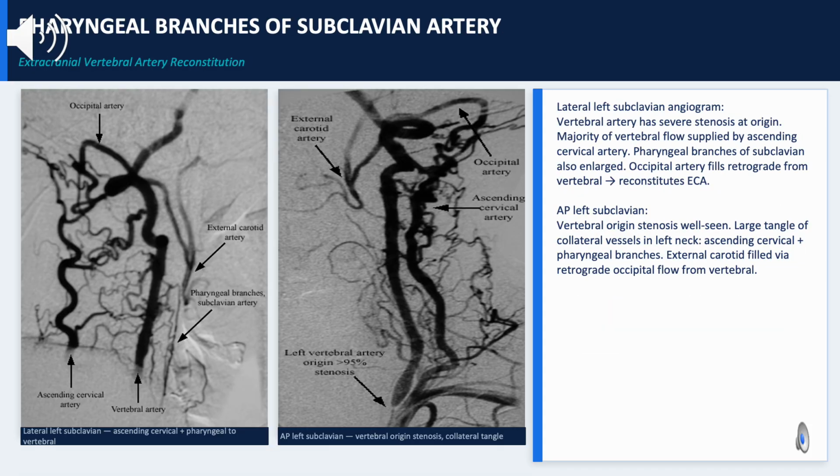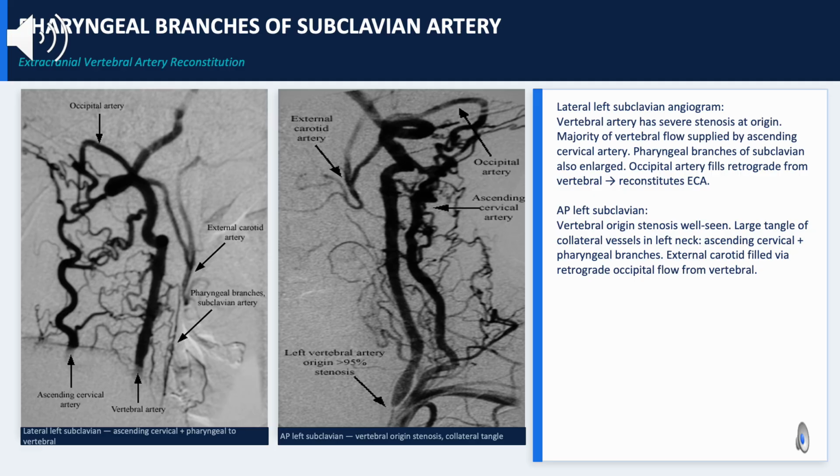The pharyngeal branches of the subclavian artery as vertebral collaterals are most impressively demonstrated on the AP view. The lateral view confirms the ascending cervical artery component, but the AP view is necessary to appreciate the full tangle of collateral vessels in the lateral neck. The occipital artery filling retrograde from the vertebral artery is well demonstrated here.